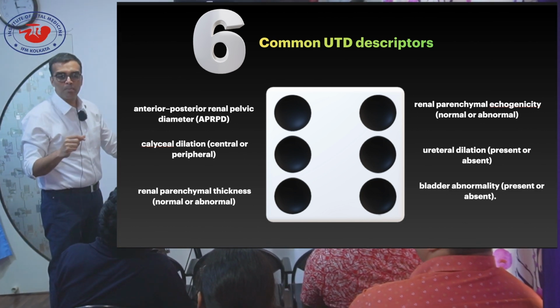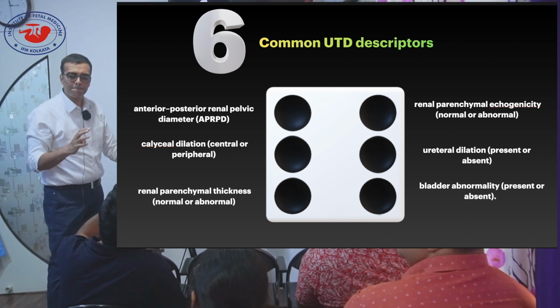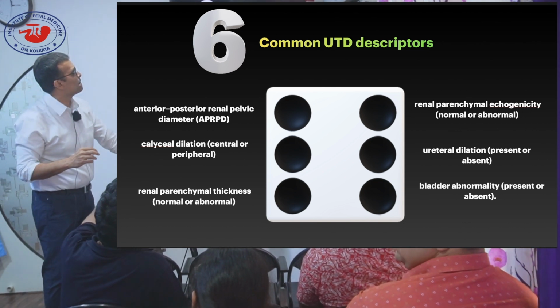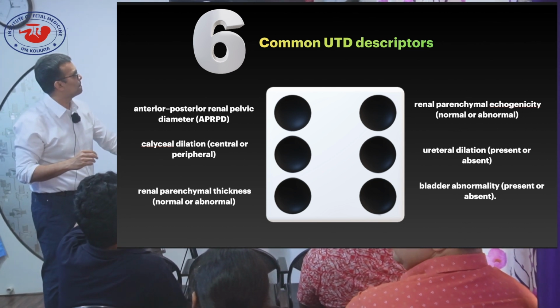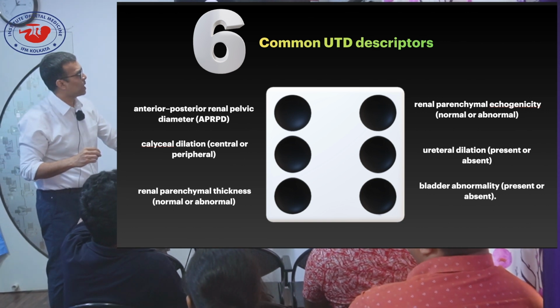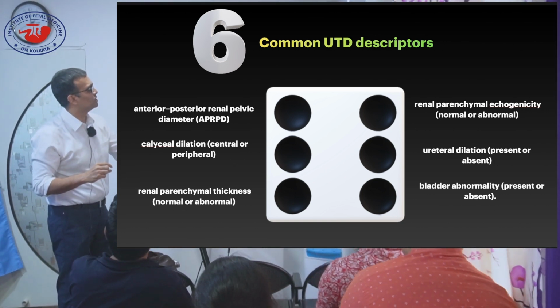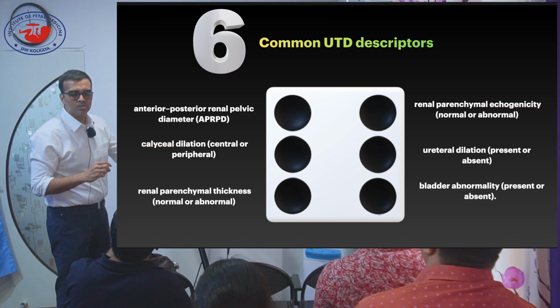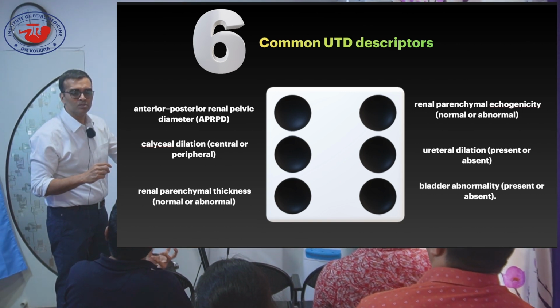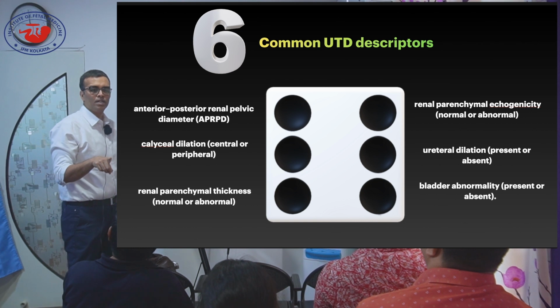Sir, here is another drawback. Previous slide, sir. Yeah. Sir, if all the criteria are normal, and only the anterior posterior renal pelvic diameter is mild, then UTD 1 is diagnosed. In that case also, that may occur due to some bladder distension or backflow from the bladder. Yes, it may occur.